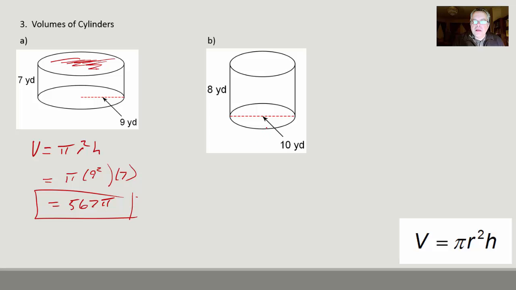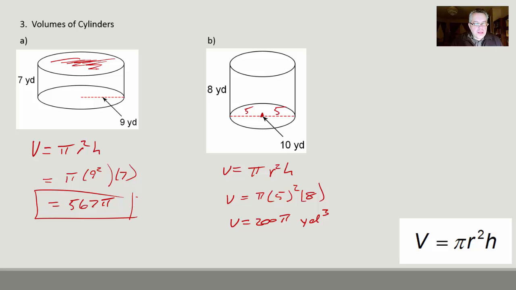All right, this one has a small catch. We need the radius, not the diameter. The 10 yards is the diameter. So we have to use a radius of 5. So volume equals pi times r squared times h. So equals pi times 5 squared times the height, 8. So this is 8 times 25. I do believe that's 200. So this one's 200 pi. And I'll include the units this time. It'd be yards cubed. All right.